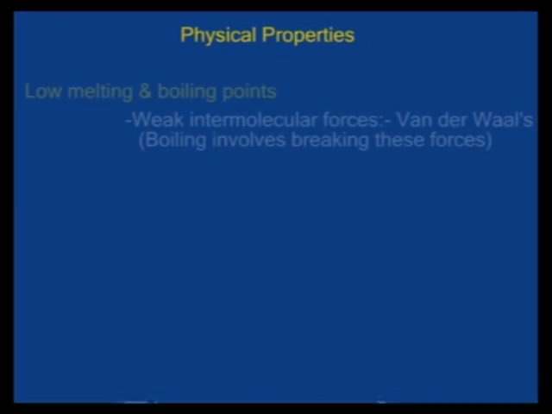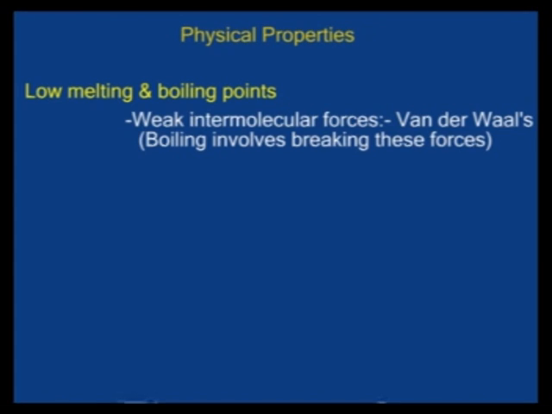Molecular substances have low melting and boiling points. Although the atoms are held together by strong covalent bonds, the intermolecular forces are weak van der Waals forces. Boiling and melting involves breaking of the intermolecular forces. Don't get confused here, because in ionic compounds, boiling and melting involves breaking of the ionic bond, which is quite tough. However, in molecular compounds, boiling and melting only involves breaking the intermolecular forces, which are the weak van der Waals forces.